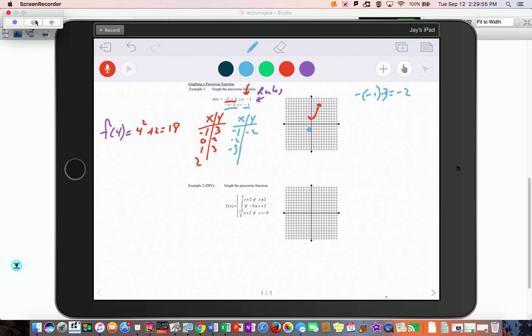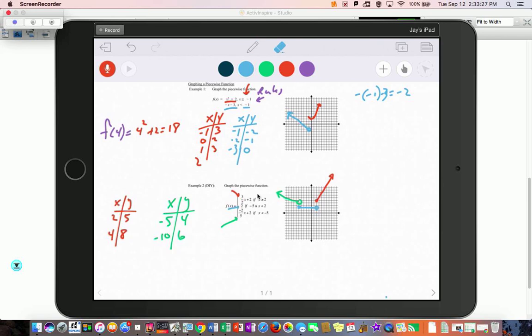Then when I put in negative 2, I do negative of a negative 2 is 2 minus 3 is negative 1. So that'd be there, and then maybe one more dot. Negative of negative 3 is 3, minus 3 is 0. Because this is linear, I know I can just go ahead and draw it through those 3 dots, and there it is. So what I'd like you to do now is pause the video, try the DIY, and then come back and check your answer.